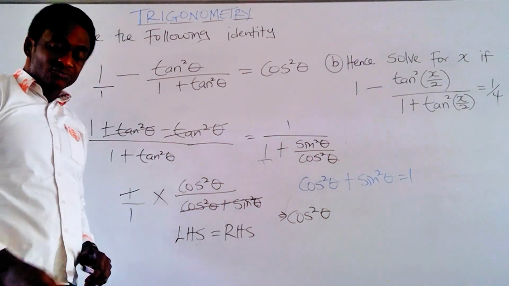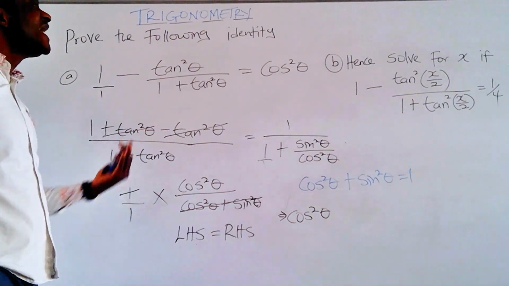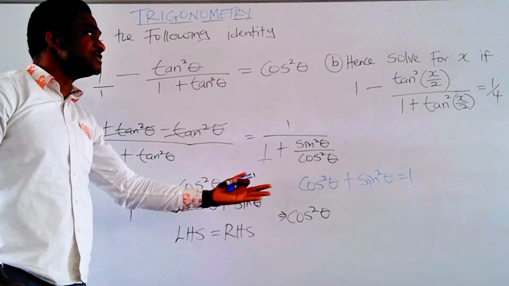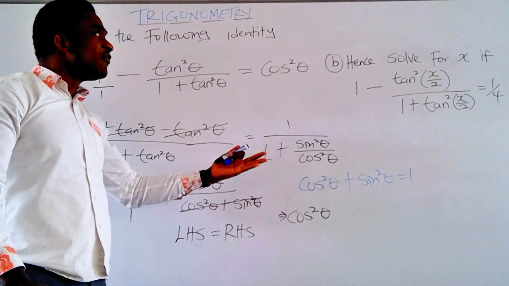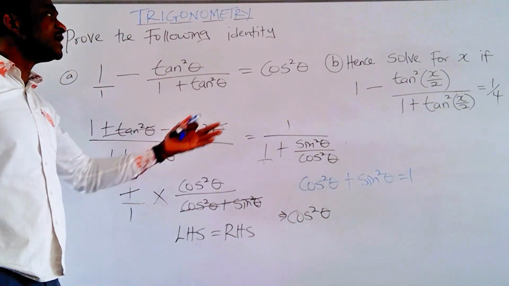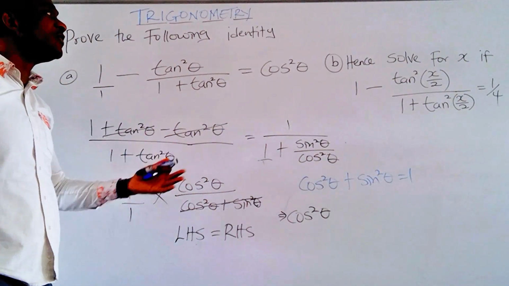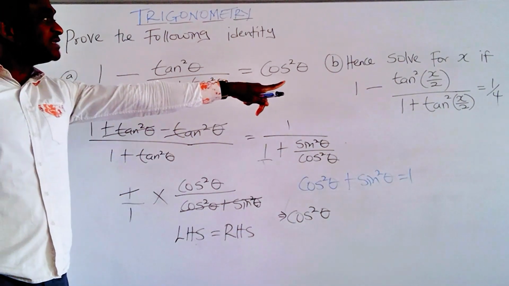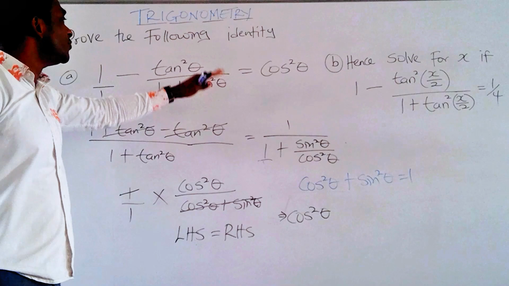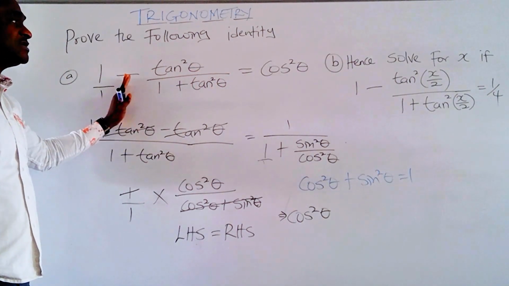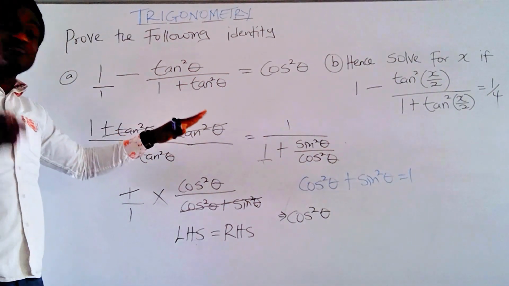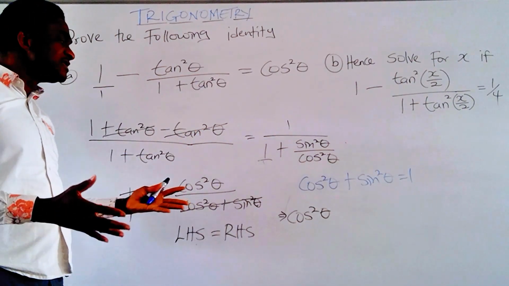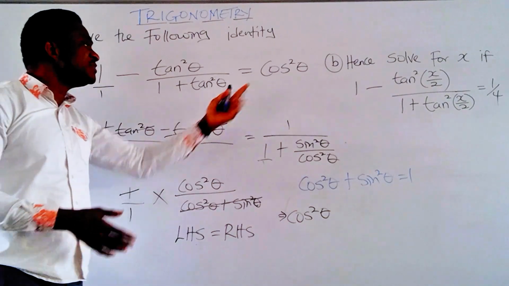Now let's look at the second question. They say hence. Hence means continue from where you stopped. So for x, if 1 minus tan squared x over 2 is equal to 1 plus tan squared x over 2. If you look at that expression before the equality sign, you will see that it is similar to this. The only thing is that they replaced the theta with x over 2. So hence means we can continue from this.